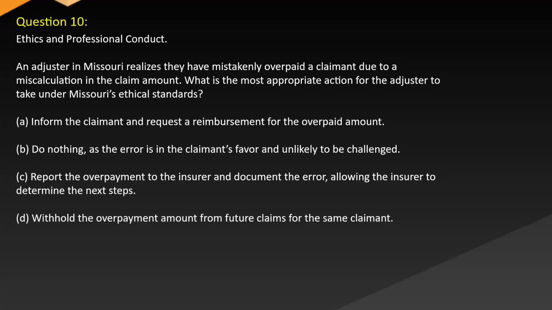Question 10. Ethics and professional conduct. An adjuster in Missouri realizes they have mistakenly overpaid a claimant due to a miscalculation in the claim amount. What is the most appropriate action for the adjuster to take under Missouri's ethical standards? A. Inform the claimant and request a reimbursement for the overpaid amount. B. Do nothing as the error is in the claimant's favor and unlikely to be challenged. C. Report the overpayment to the insurer and document the error, allowing the insurer to determine the next steps. D. Withhold the overpayment amount from future claims for the same claimant.